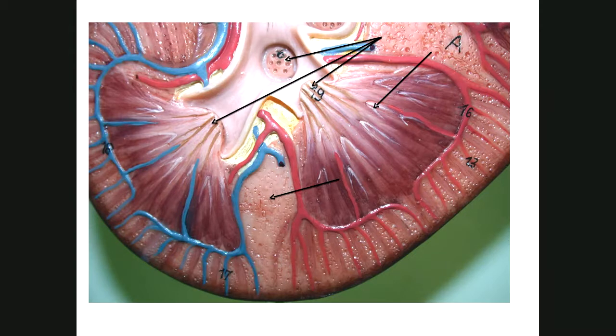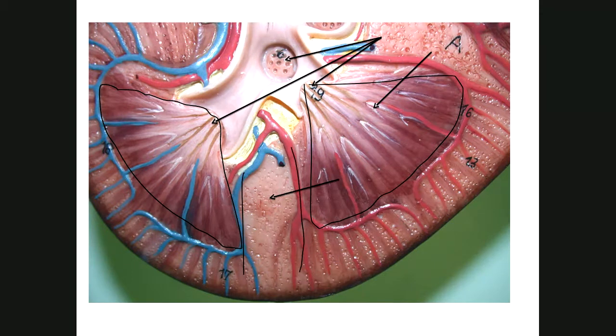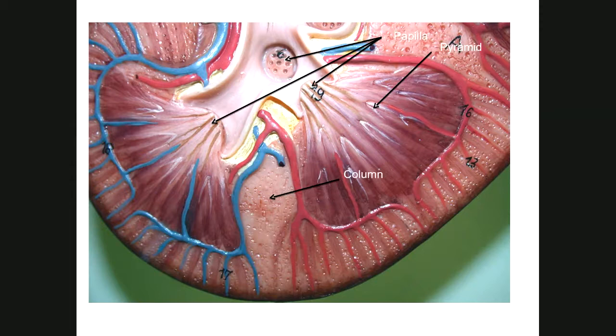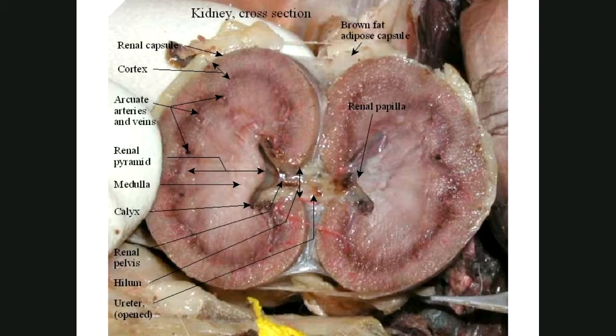So in this picture, you can see it very well. This is the pyramid. There's another one right there. And this is the column. It's between the pyramids. And then up here, there's the papilla right there. And running through the papilla are these little papillary ducts. You can see these papillary ducts right here. That's what the openings are. So that is a papilla. This is what it really looks like. It's a little harder to see, but we can see those things.